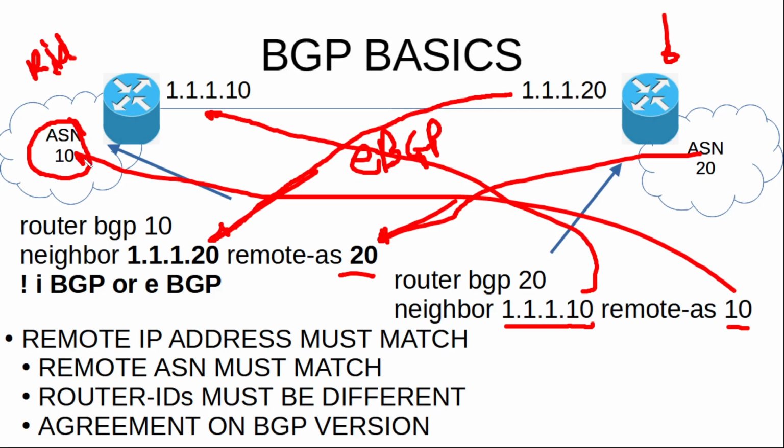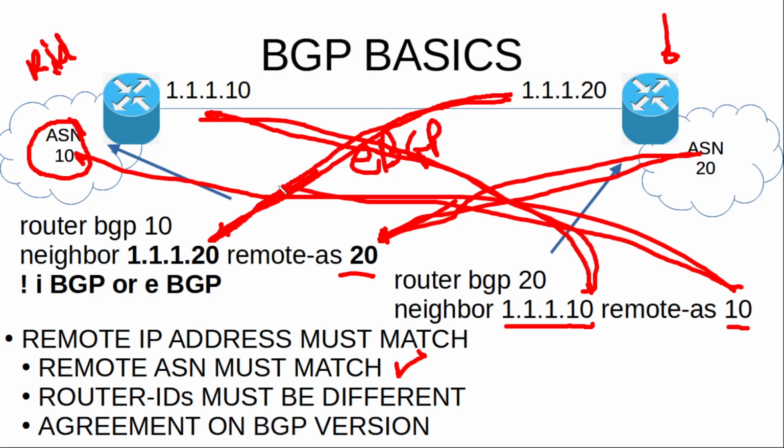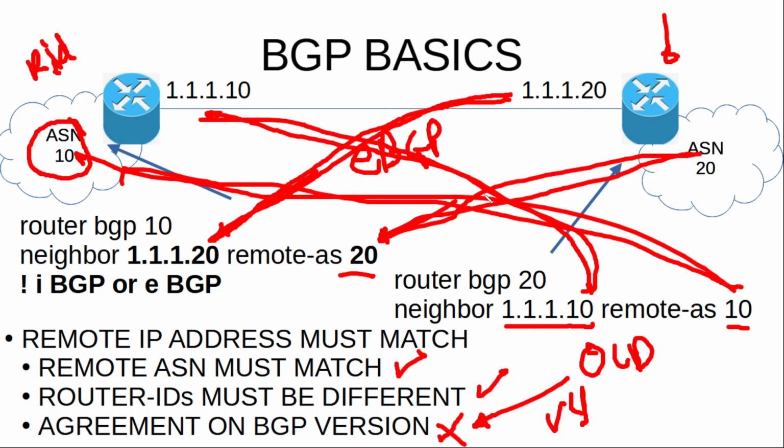So the conditions for this to work are that the remote IP addresses must match. So this address should be correct, this address should be correct, and the remote autonomous system must match. So this information must be correct, this information must be correct, the router IDs must be different, and they have to agree on the same BGP version. Some old routers will fail this check because we usually use version 4 of BGP now. So if you have some old routers, it is going to fail this agreement.